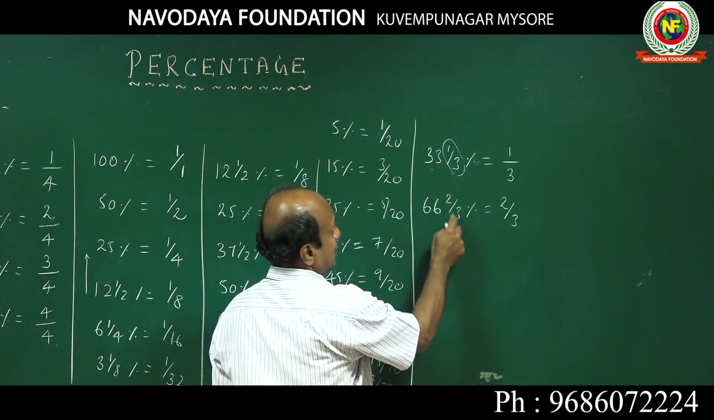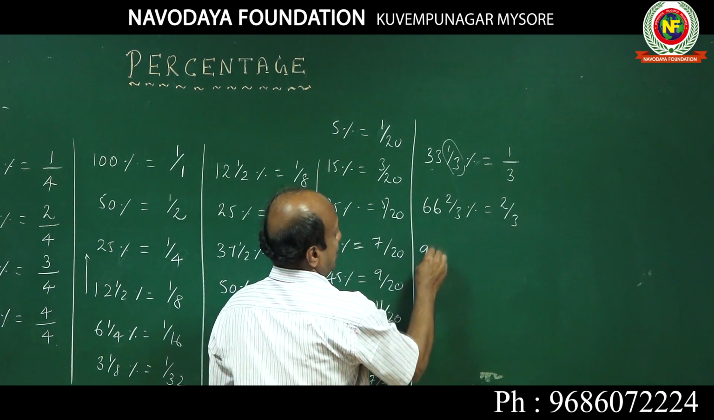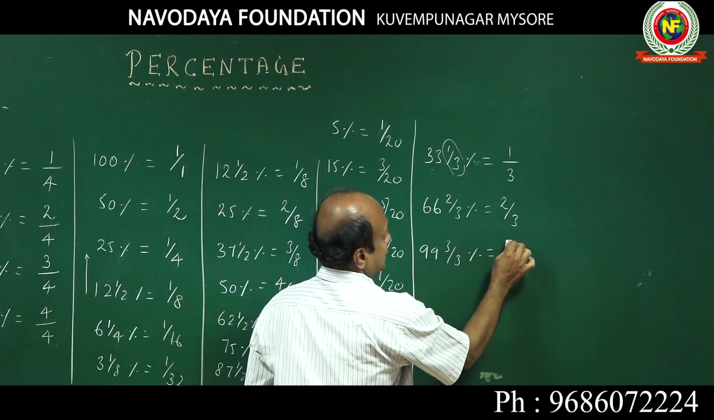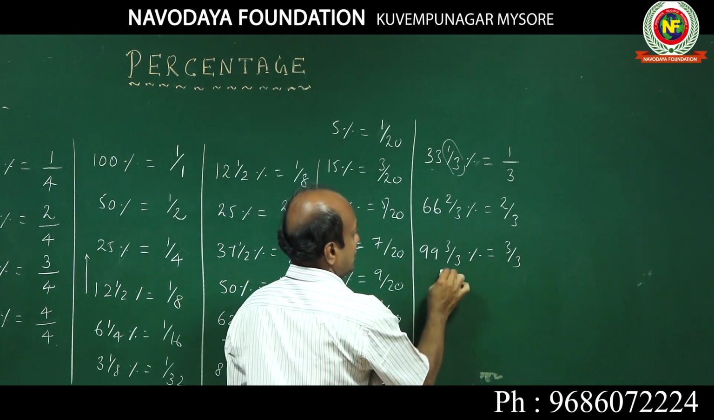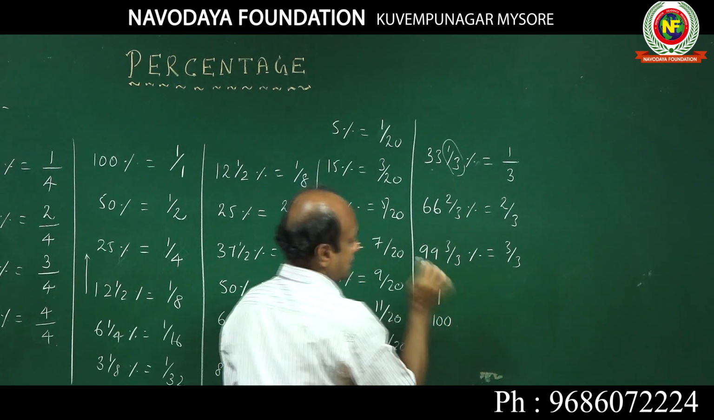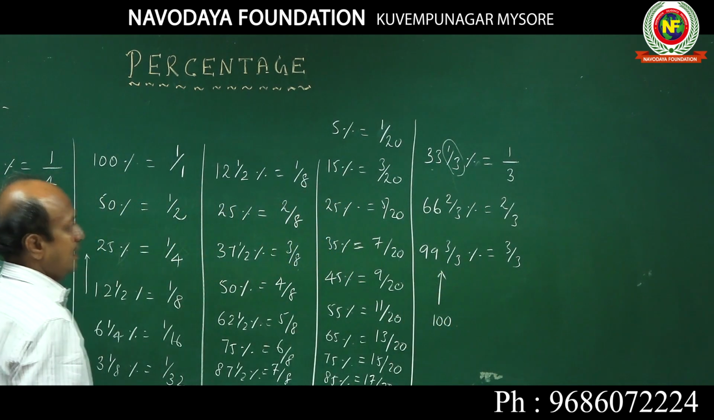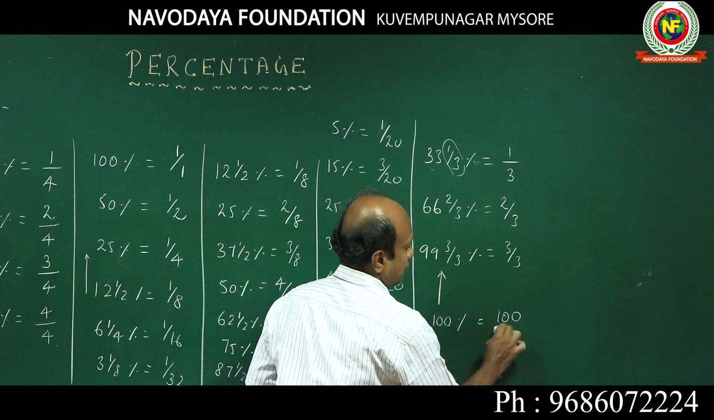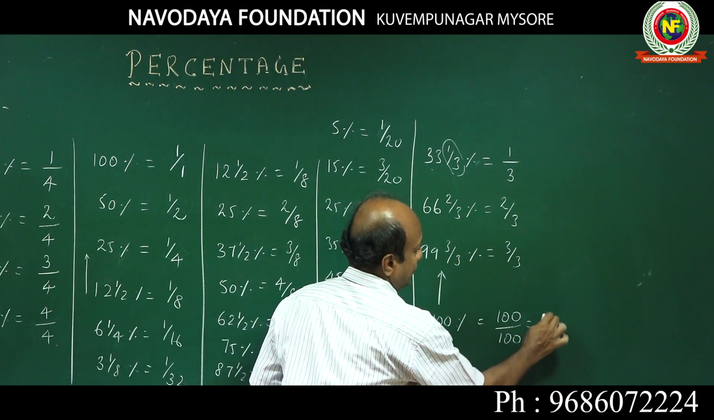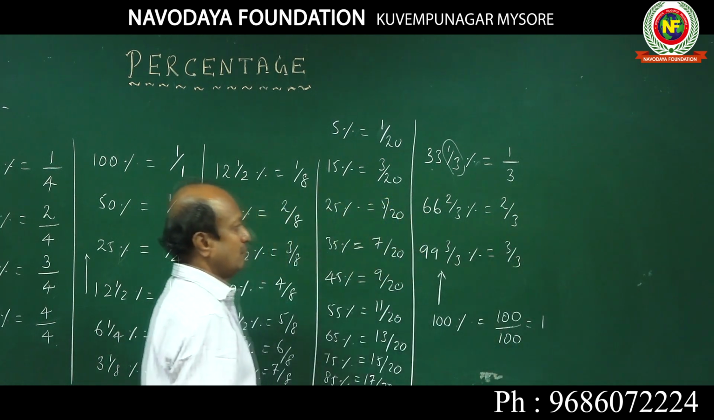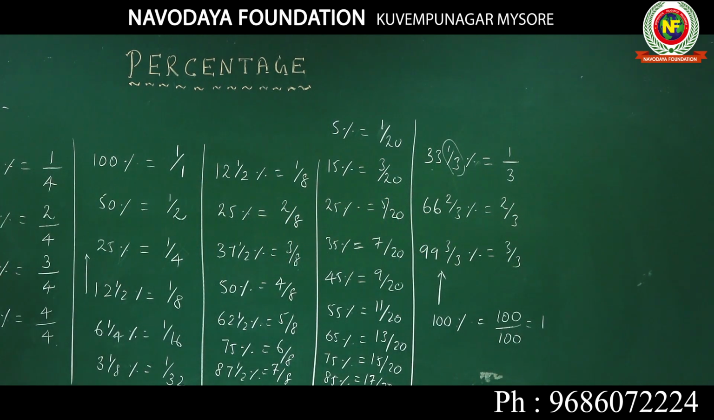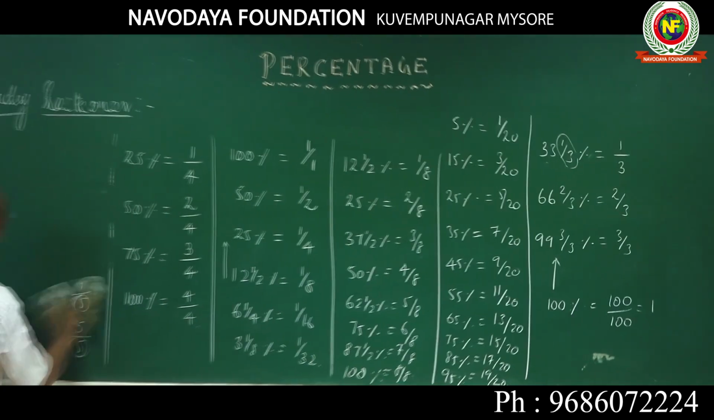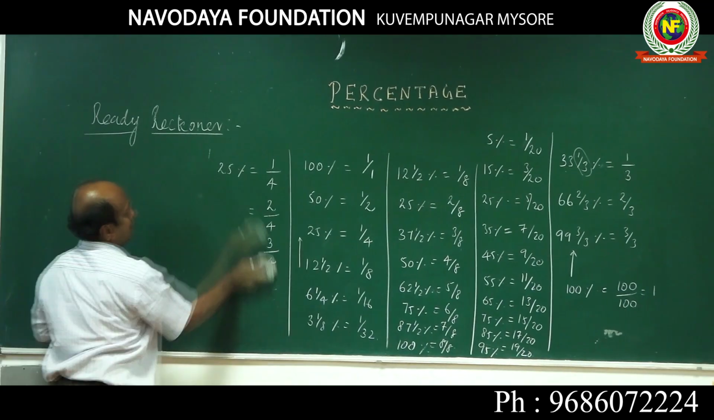Here also again we can look into the same fraction, we can put it. Of course, the last one, 99 3 by 3 percentage is equal to 3 by 3, which is equivalent to 100, which is equivalent to 100 percentage. That is nothing but 100 by 100, which is nothing but 1. 3 by 3 is also 1. And of course, the last one, frequently we are using this idea, right?